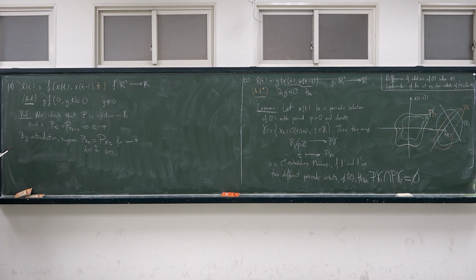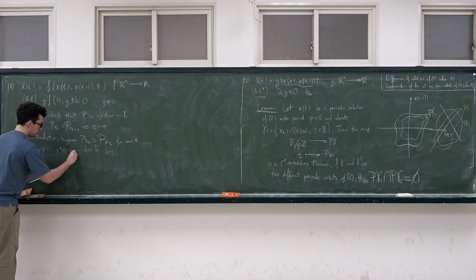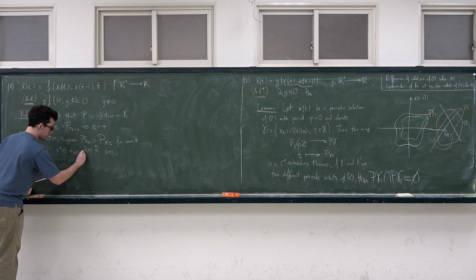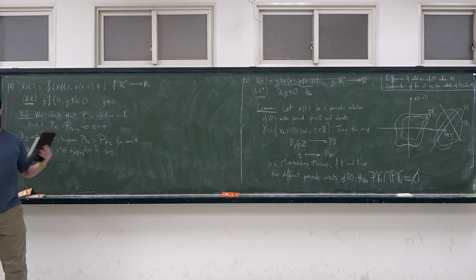So now I can define new functions, new solutions. x1 of t equals x of t, and this is just formality. And x2 of t equals x of t plus tau. And both of them solve 2. Why? Because 2 is an autonomous equation. It doesn't depend on time.